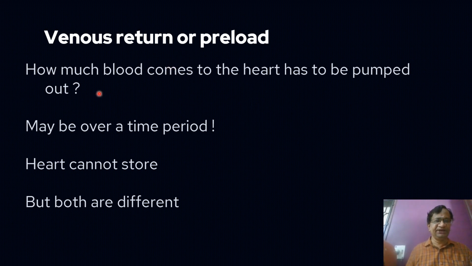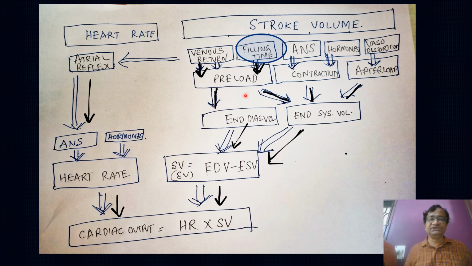Venous return or preload: how much blood comes to the heart has to be pumped out, maybe over a period of time. The heart cannot store. Now you see, this is the preload as a venous return, and this has also got a filling time. So this is what determines the preload.